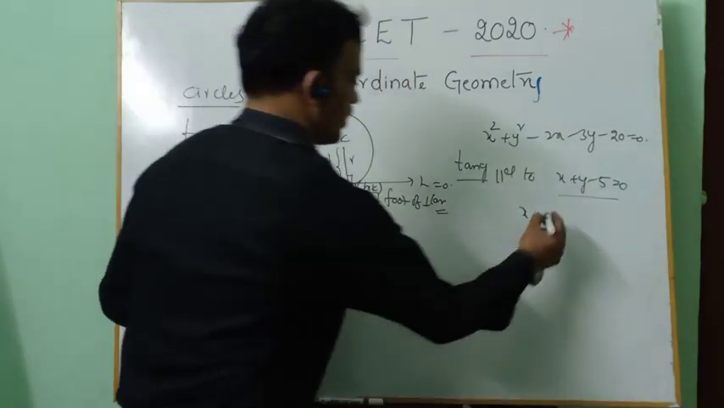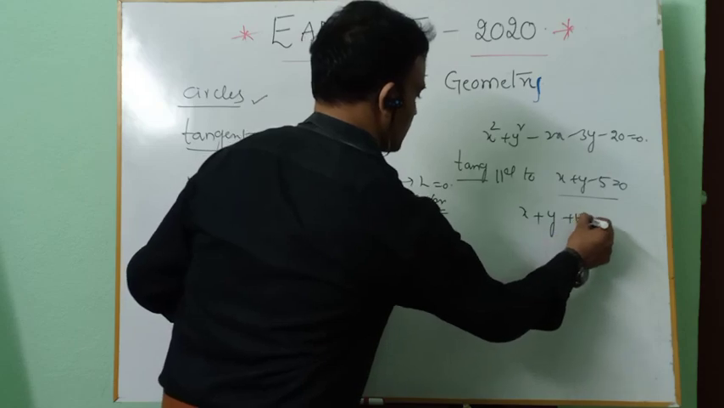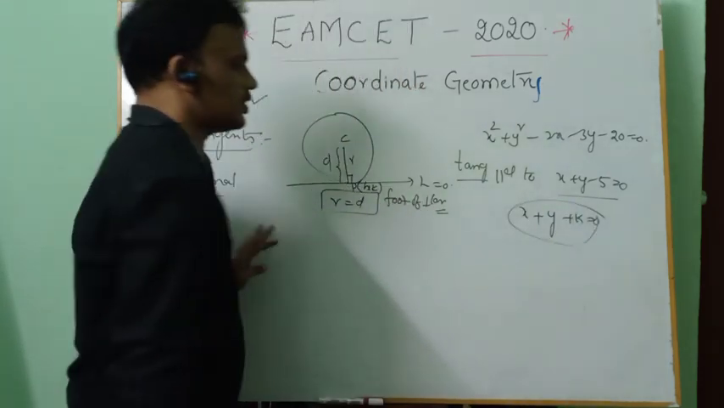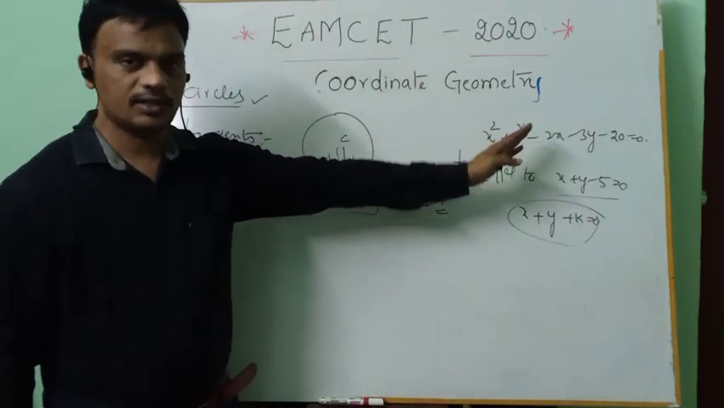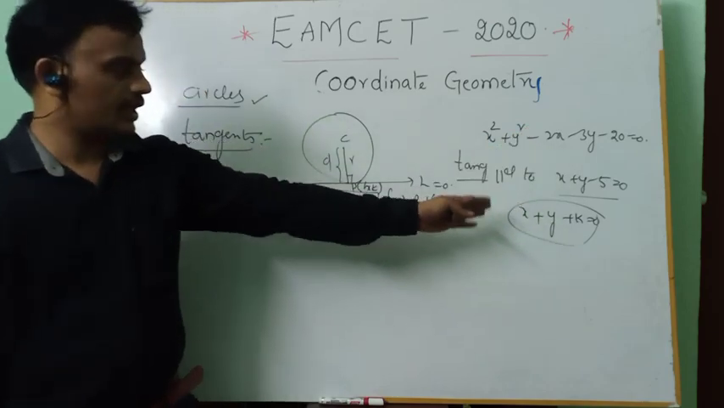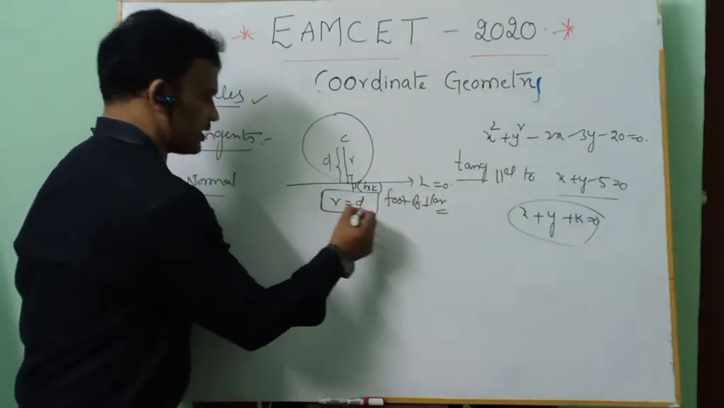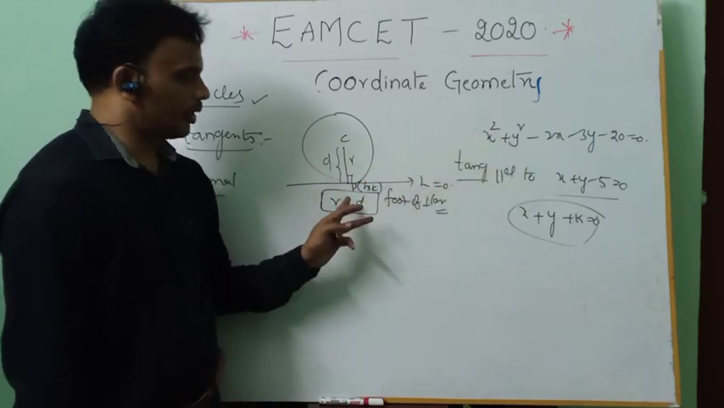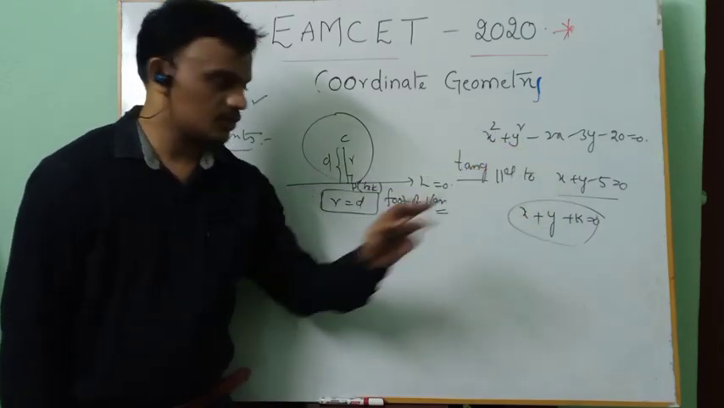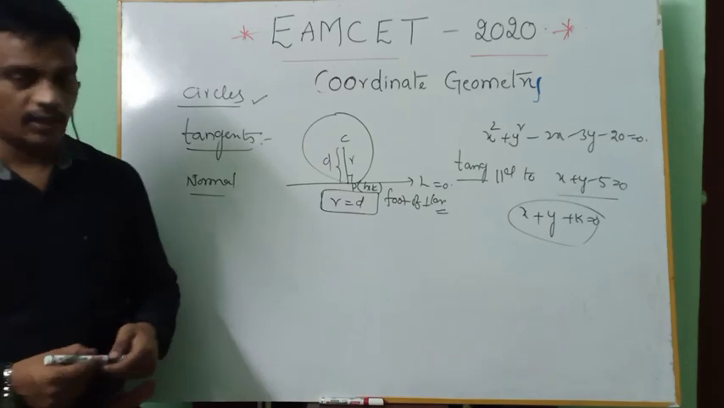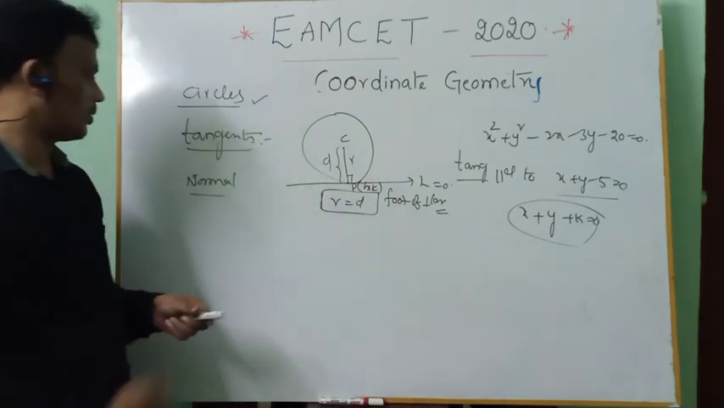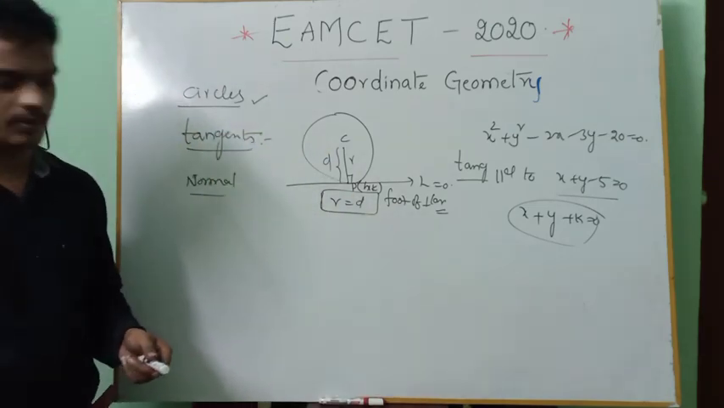Parallel to x plus y minus 5 equals 0 is x plus y plus k equals 0, which is a tangent to the circle. If any line is a tangent to the circle, what is the condition? The radius of the circle is equal to the perpendicular distance from the center of the circle to the line. Like this, we will get problems from the tangent concepts.